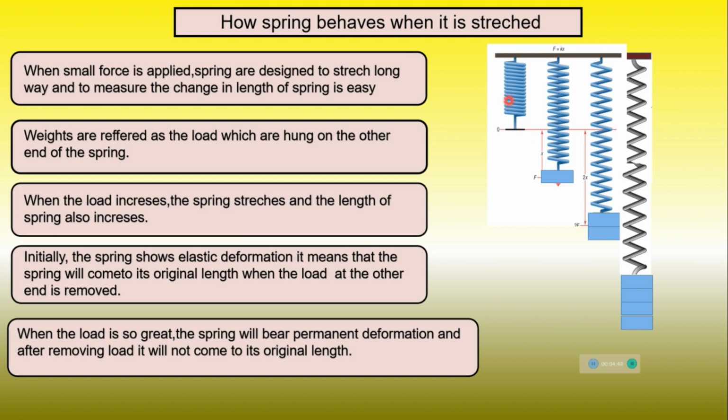Initially, the spring shows elastic deformation. Elastic deformation means that the spring will come back to its original length when the load at the other end is removed. And when the load is so great, the spring will undergo permanent deformation. In the fourth case, we can see that the load at the other end is so great. So even after removing the load, the spring will not come back to its original position. It means the spring will not retain its original length.